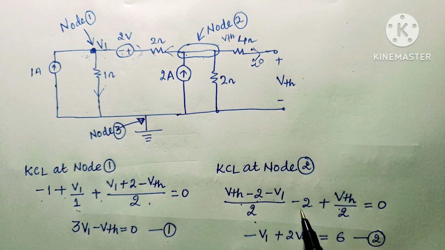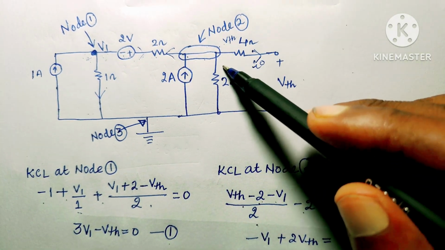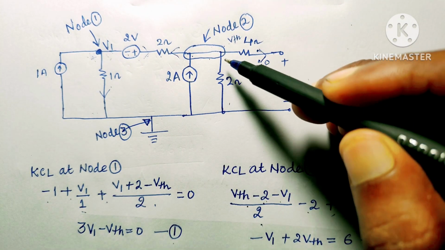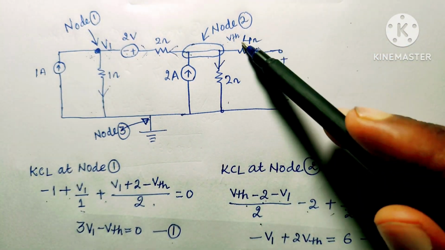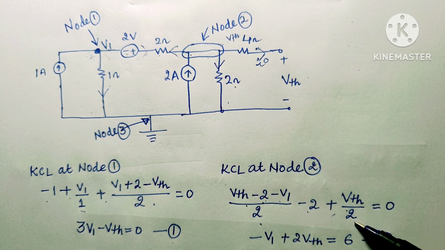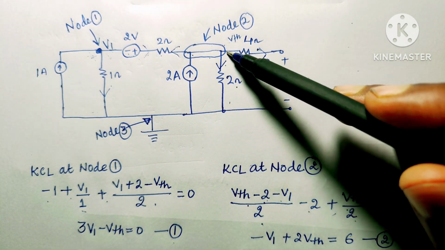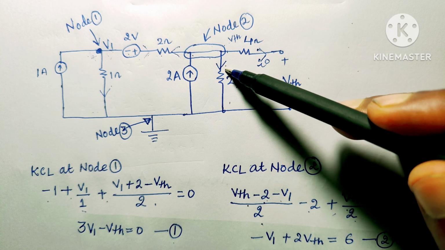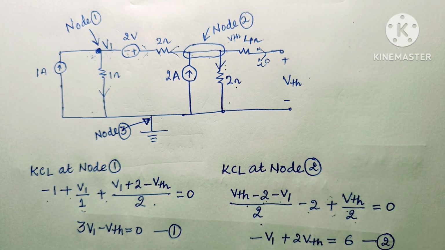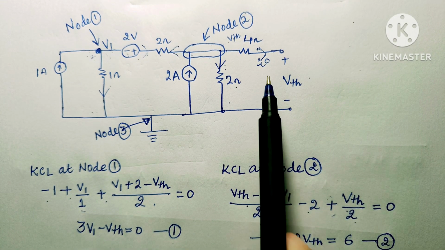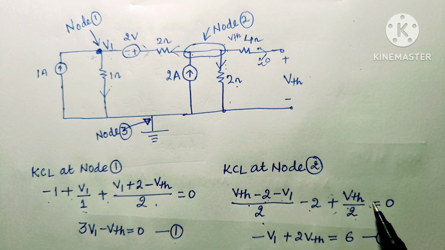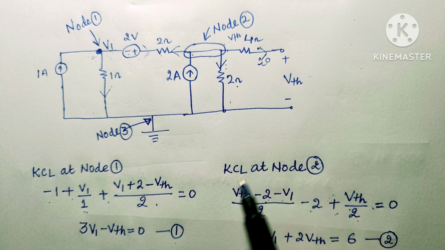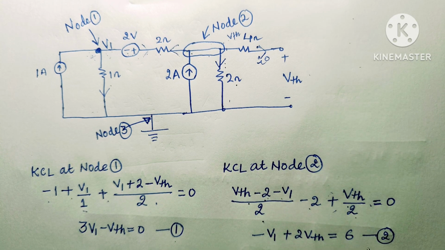Here it is minus 2, plus the current flowing in this branch will be outward, in this direction, so we can write it as VTH upon 2. This is VTH upon 2, and since the current is outward from the node, it will be positive in sign. The current here is 0, so there is no need to write it. The total equation is equal to 0.